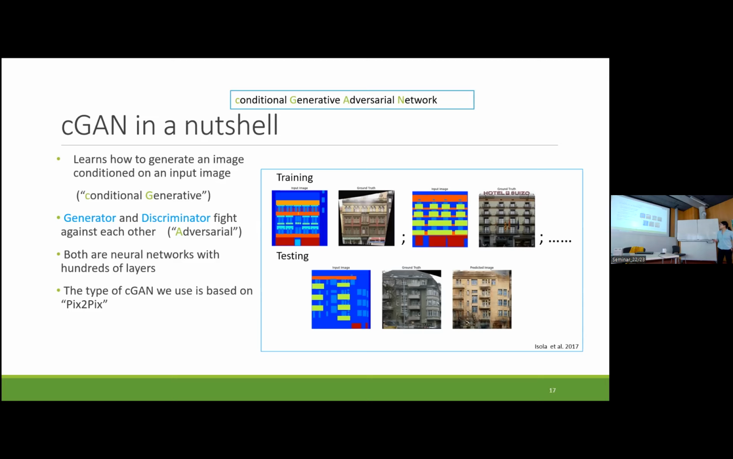So during the training, it's fed with pairs of these building sketches and photographs, and it learns, and then during the testing phase, this is an example they gave in the paper where this is the input image, and they ask the code to generate another photo, and this is what the code generates, and it compares well with the truth of the image.